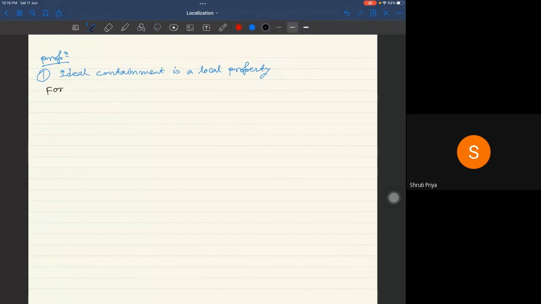So for two ideals I and J, you want to verify whether one is contained in the other or not. In general, it is very difficult to verify this. So at least you can reduce this problem to a commutative local ring with identity. And then you can use many nice theories over local rings to verify this containment relation. So I is contained in J if and only if I localized at P is contained in J localized at P.